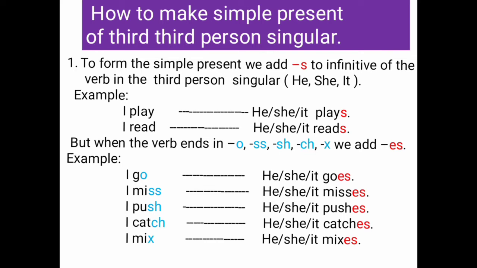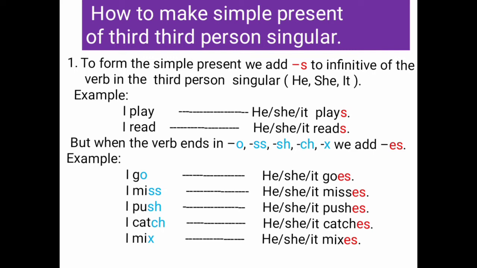I push. We have sh in the end of the word push. When it comes with third person singular like he, she, it, it will become pushes. He pushes, she pushes, and it pushes. I catch. Here we have ch in the end of the word catch. When it comes after the subject like he or she or it, it becomes catches. He catches, she catches, and it catches.